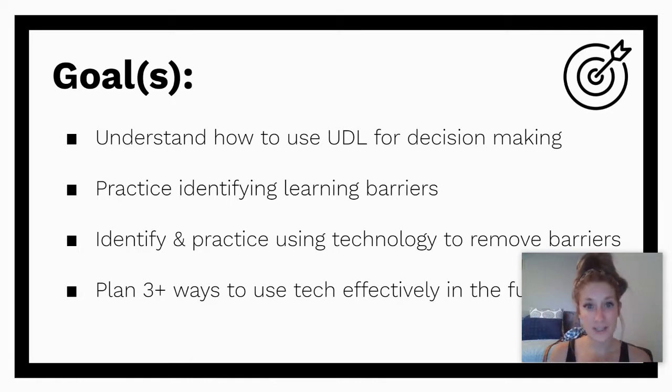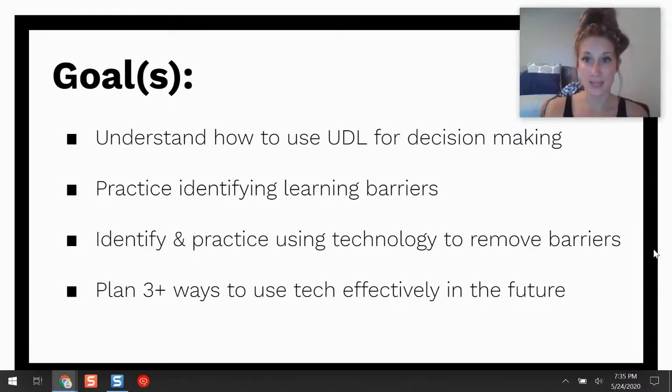So goals for our session today are to understand how to use universal design for learning for decision-making, tech decision-making and learning environment decision-making. We're also using universal design for learning to help identify learning barriers versus learner variability, because they're two very different things, and it's helpful to have that frame of mind when you're thinking about your learning environment. We're also going to think about how you can identify and practice using technology to remove barriers in times when technology maybe isn't the solution.